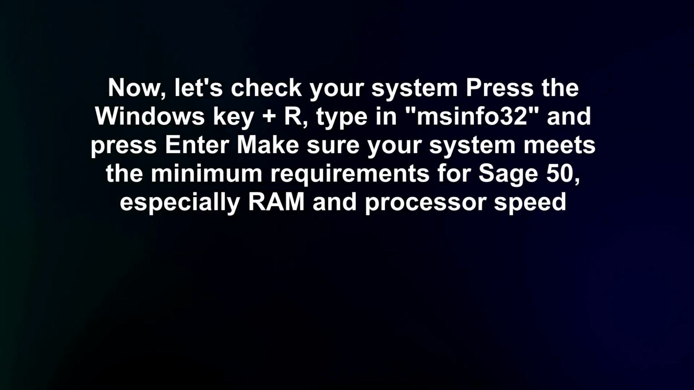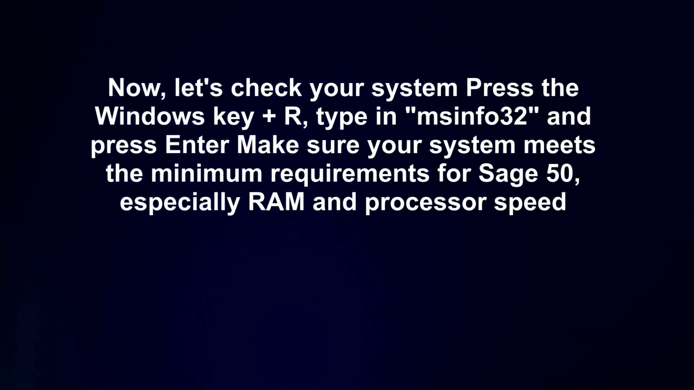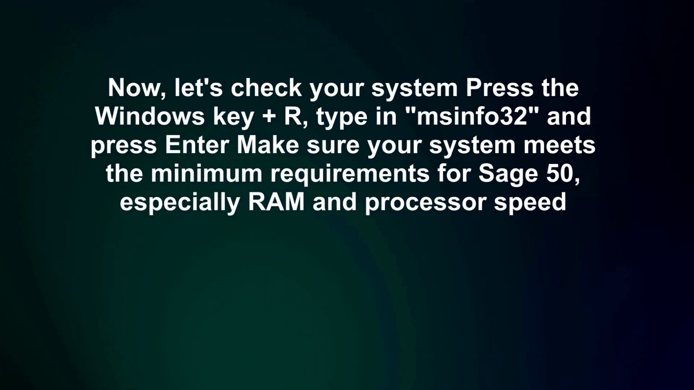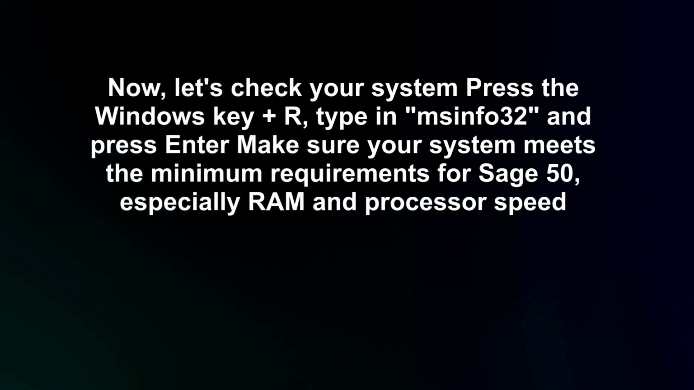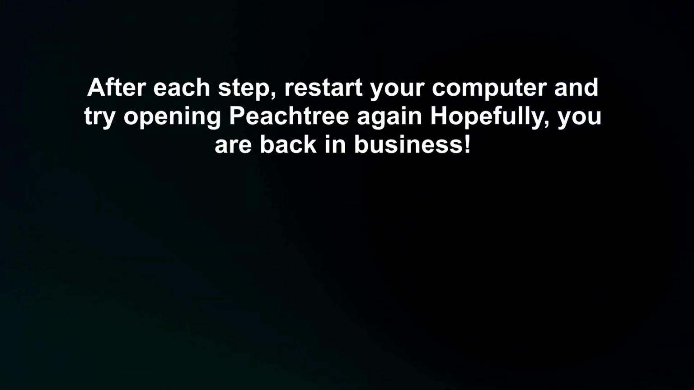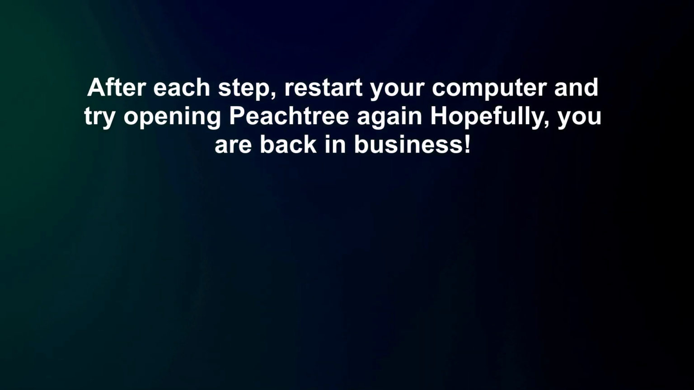Now, let's check your system. Press the Windows key + R, type in "syntho3" and press Enter. Make sure your system meets the minimum requirements for Sage 50, especially RAM and processor speed. After each step, restart your computer and try opening Peachtree again. Hopefully, you are back in business.